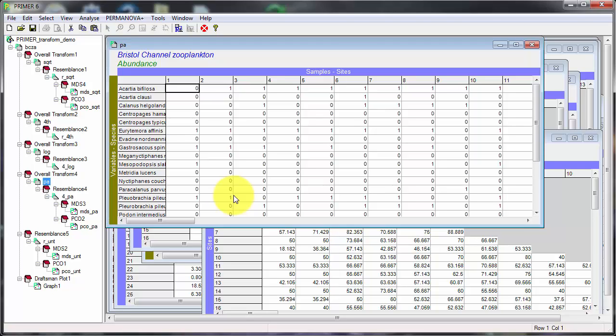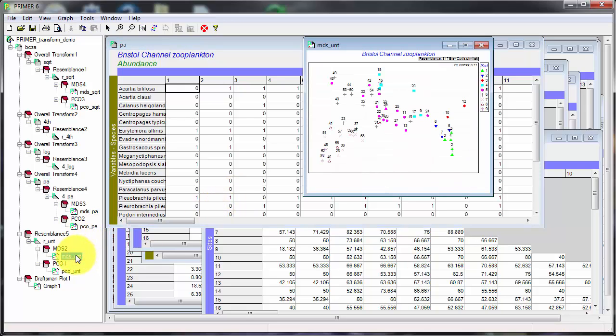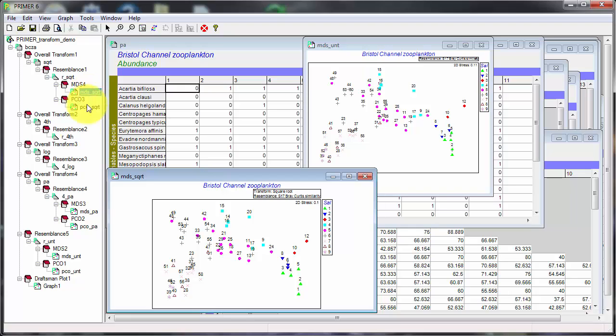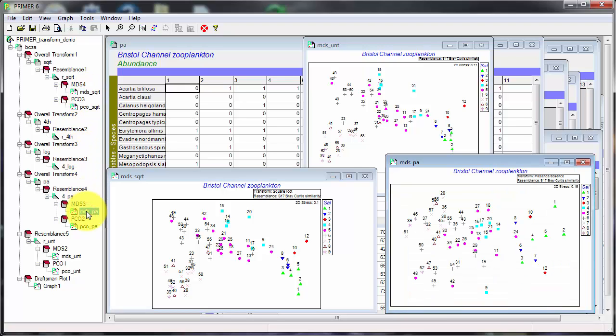Now, to look at the patterns in these, we would normally do an MDS. So here's the MDS for the untransformed, the MDS for the square root, and the MDS for the presence-absence. And I've got them there rather small, so that I can fit them all on the display. And you can see the untransformed and square root are fairly similar. They're both showing the arch type of pattern that is common when you're looking at species or sampling sites that run along a strong environmental gradient.